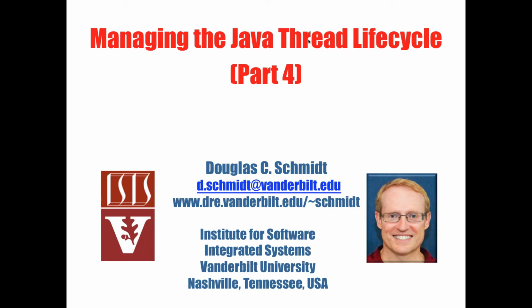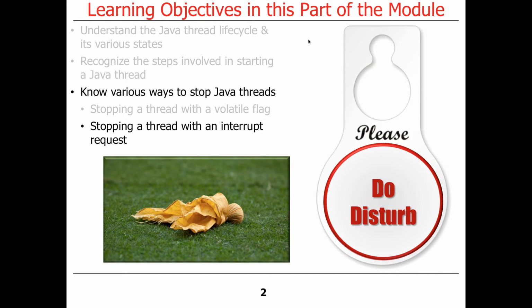So what we're going to do today is hopefully wrap up the last part of our discussion of the Java thread lifecycle. This will give us a chance to talk about interrupts. We've been talking about various ways of stopping Java threads. Last time we discussed how to stop a Java thread with a volatile flag, like a Boolean, but that has some deficiencies. So we'll talk now about how to stop a thread with an interrupt request, which is a little bit more powerful.